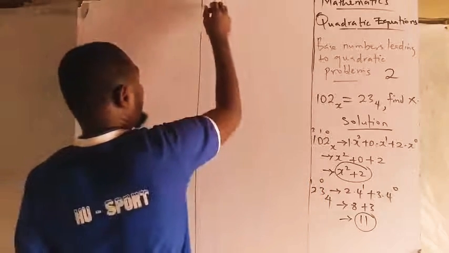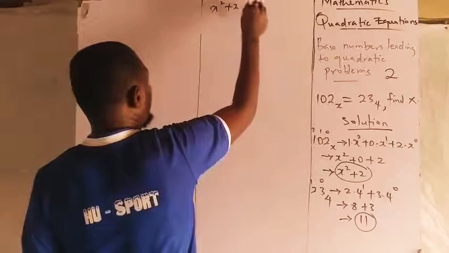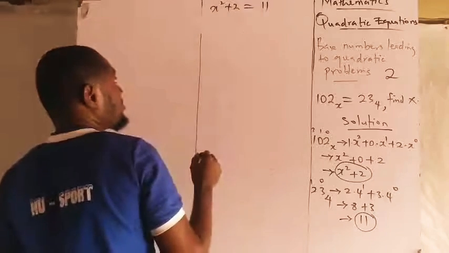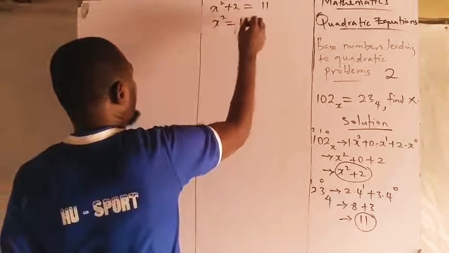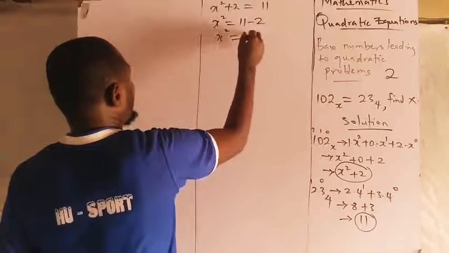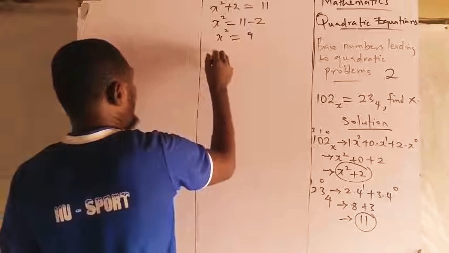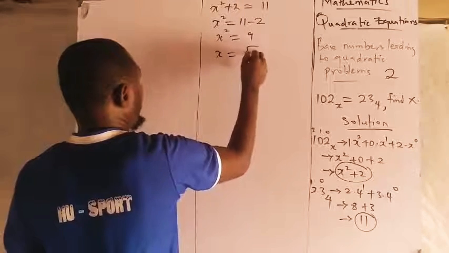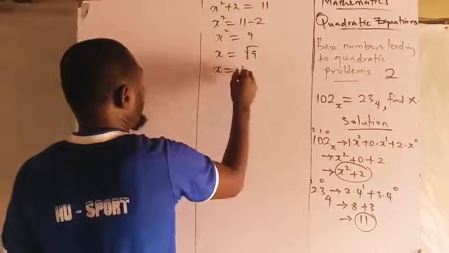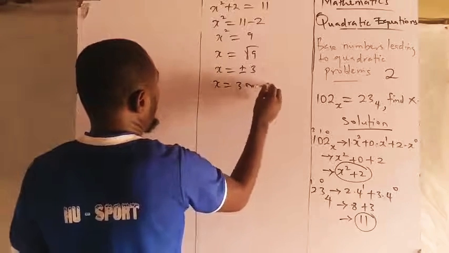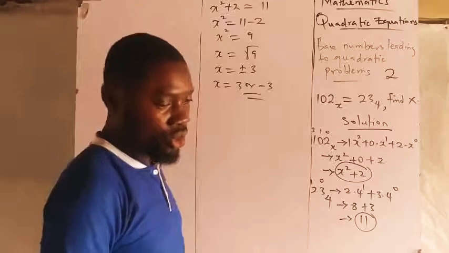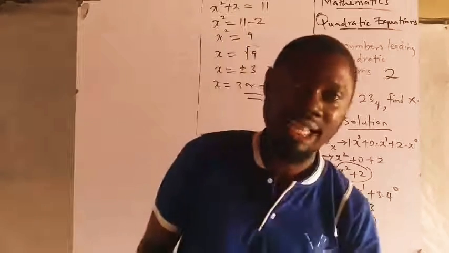So we have x squared plus 2 is equal to 11. So what will be x squared? It will be 11 take away 2. X squared is 9. Then x alone will be what? The square root of 9. Therefore, x is equal to plus or minus 3. That is, x is equal to 3 or minus 3. These are the two values of x.